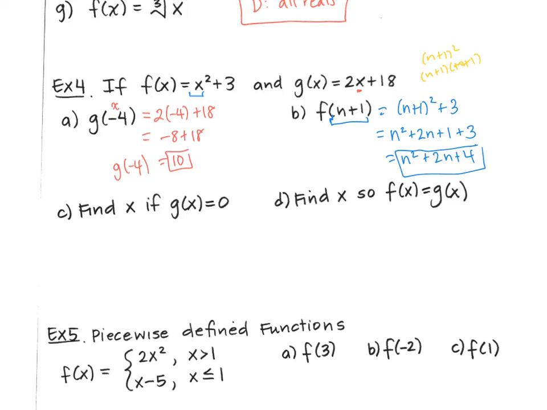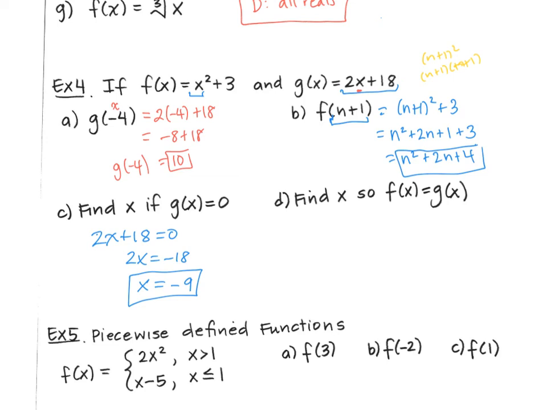For C, it says find x if g of x equals 0. So what is g of x? G of x is 2x plus 18. Let's set it equal to 0, and they want me to find x. Let me minus the 18 over, divide by 2, x is -9. They wanted me to find x, I found x.